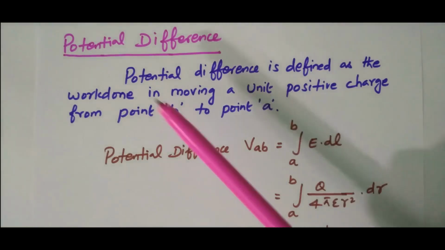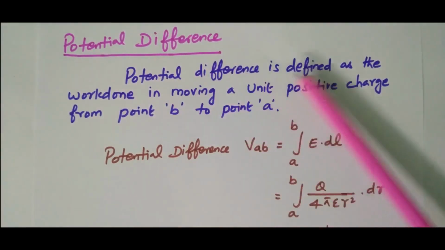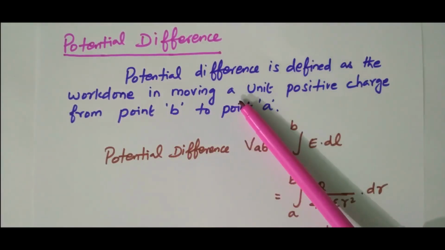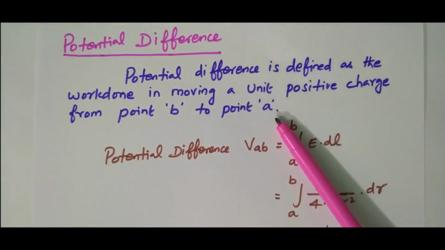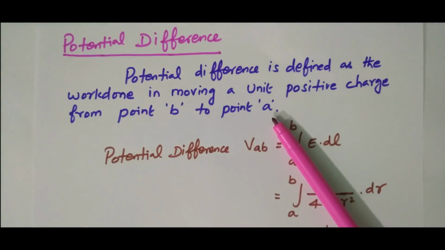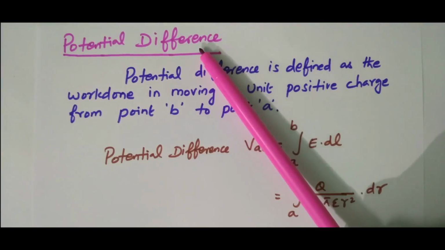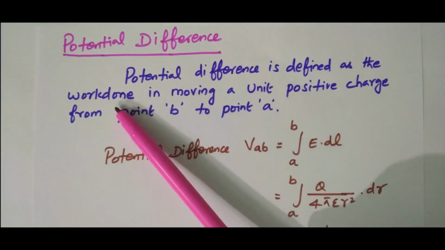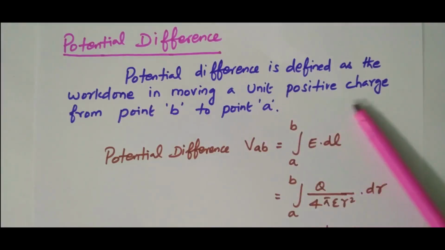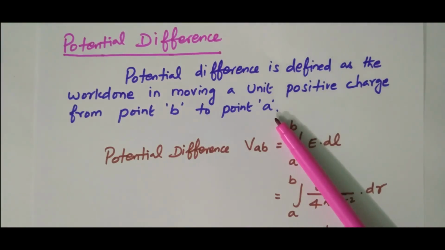Now we'll see the potential difference. What is potential difference? It is defined as the work done in moving a unit positive charge from point B to point A. Absolute potential means from infinity to the field point. But here the potential difference is between two points, point B to point A. Same thing, work done in moving a unit positive charge, but from point B to point A.